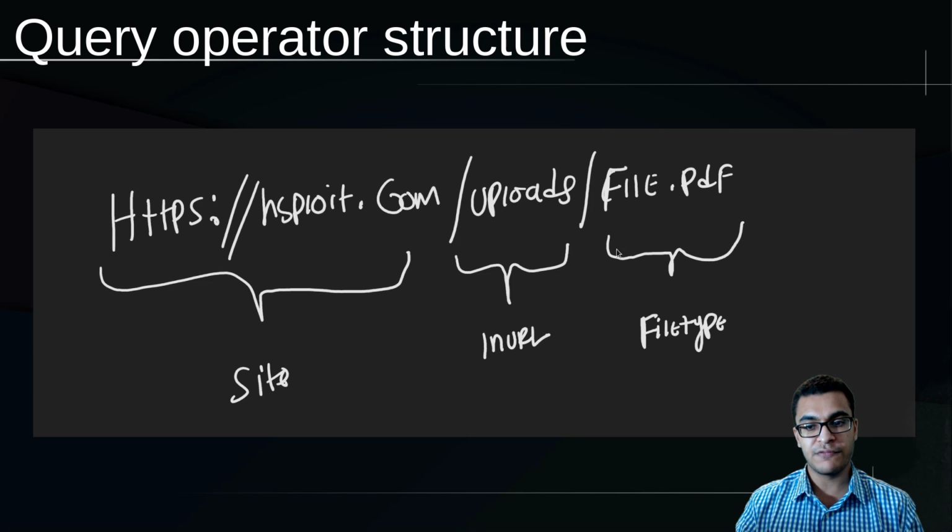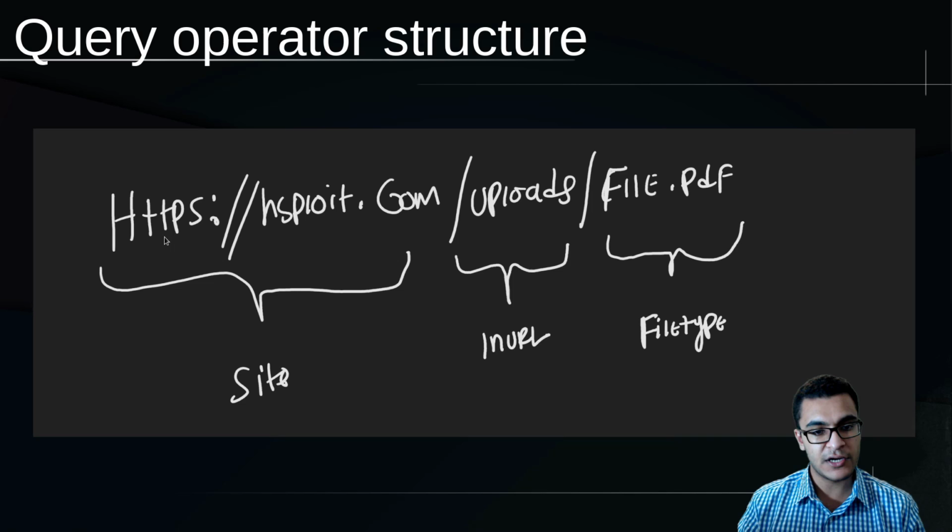And then of course we have the file type, where you could be looking for a particular file with an extension. In this case, it's just going to be called file.pdf. So this is a simple example of how this is going to be structured, how they are different, and what results they will bring out depending on what you specify.